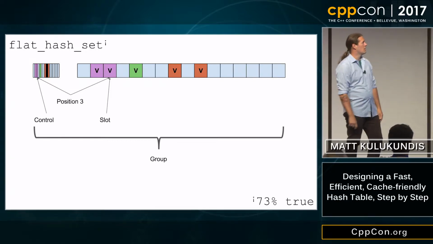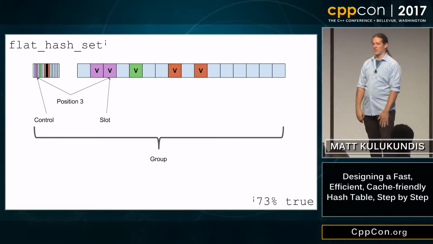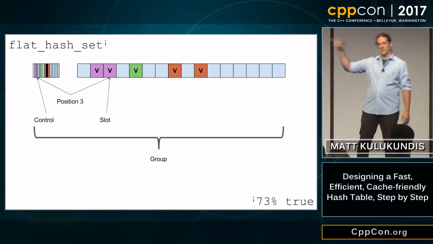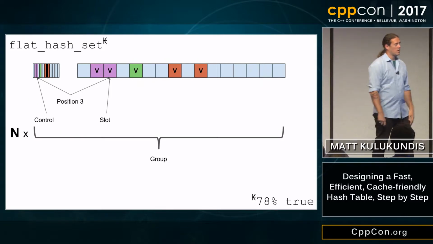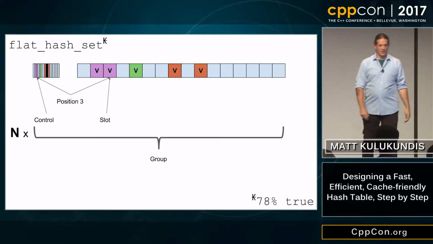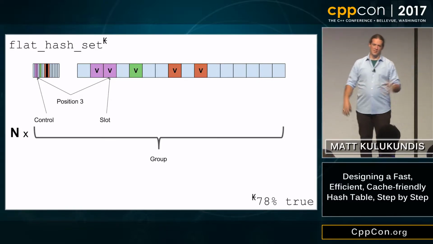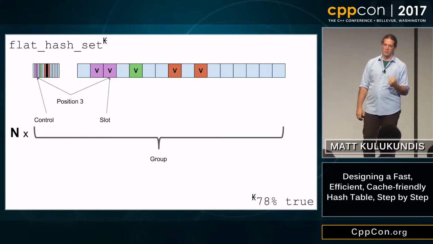No, great. So I'm gonna call a group of 16 of these things, 16 control bytes and 16 slots, a group. And our table is gonna contain n groups. It does mean our table will have a size of n times 16, but who cares? You never really wanted an exact size from your table. What you wanted was that sweet, sweet performance.